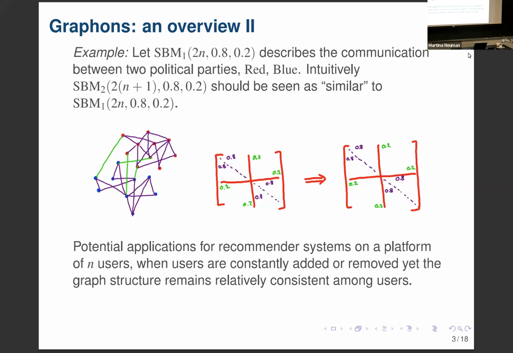And here is just a little bit about the motivation of why we care about such a problem. If you have a recommender system that has end users, the number of users could come and go, and you don't want to retrain the whole neural network all over again just because a few guys decide to get out.